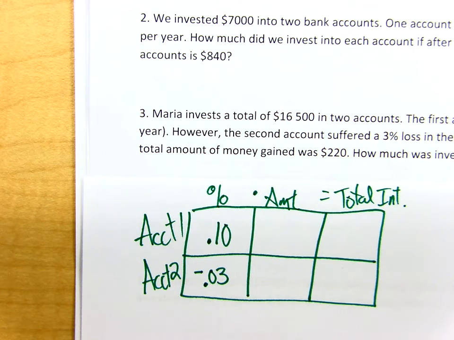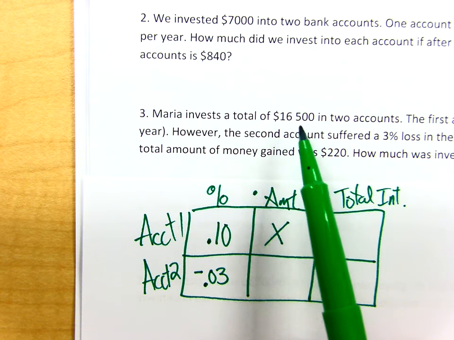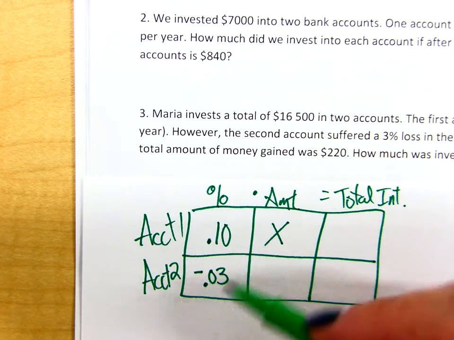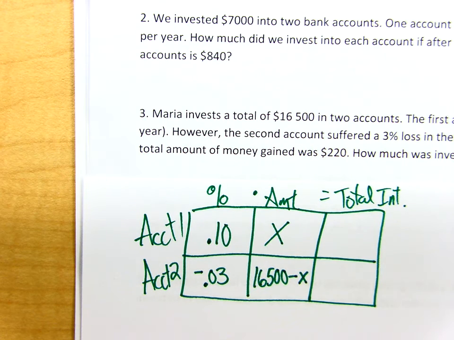Now, how much did she put into the 10% account? Do you know? No, so that's what we call X. However, I still don't know how much she put in account 2, but I can write an expression for it. I know she's investing $16,500 altogether. I don't know how much of it went here, but everything that's left goes here. So what's left? It's all the money minus X. Does that make sense, everybody?